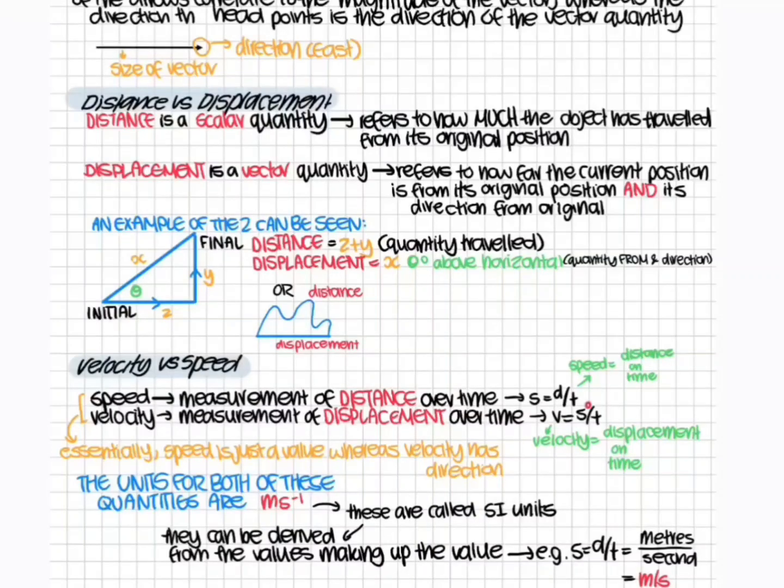Because displacement is a vector quantity, that means velocity is also going to be a vector quantity. The units for both of these are meters per second, and these are not called SI units, sorry. These are derived from SI units. They can be derived from the values that make up the value.